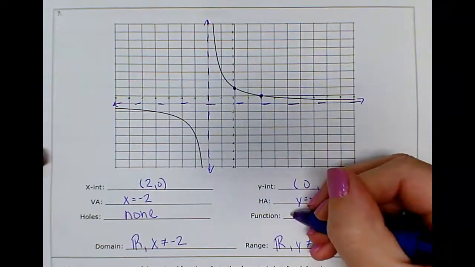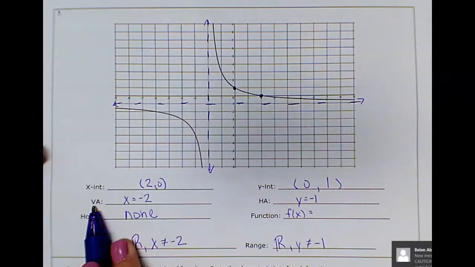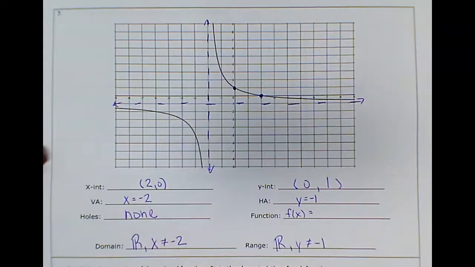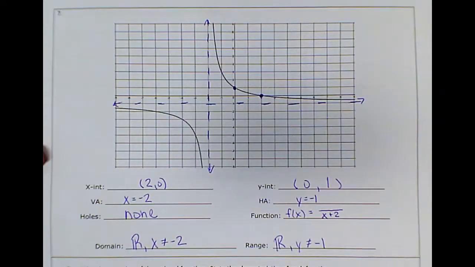When I write the function, I start out with f of x equals, and I consider my vertical asymptote, which typically comes from the denominator. If x equals negative 2 is the vertical asymptote, well then that means x plus 2 was the denominator. If the horizontal asymptote is negative 1, that means that it was a ratio of the coefficients of the numerator and the denominator, and they probably had the same degree.